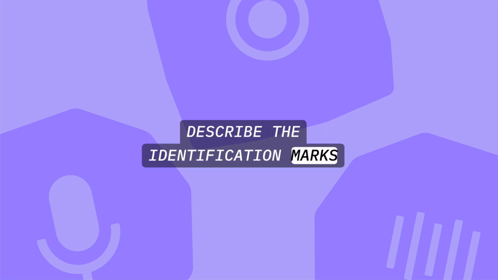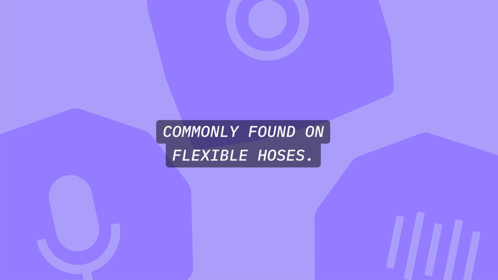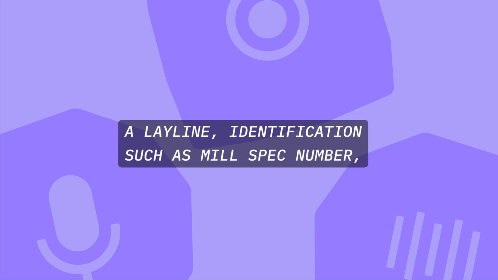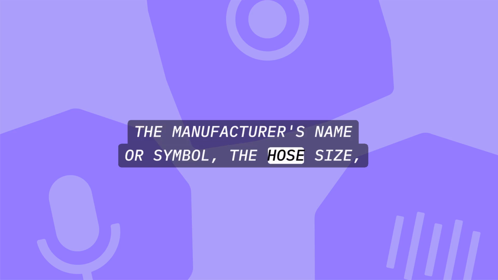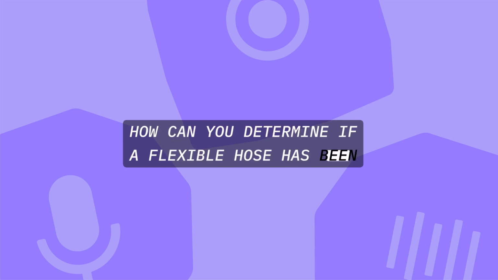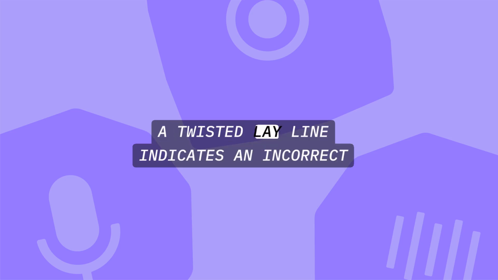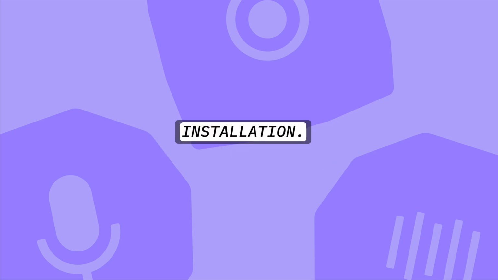Describe the identification marks commonly found on flexible hoses. A lay line. Identification such as MIL-SPEC number, the manufacturer's name or symbol, the hose size, and a date code. How can you determine if a flexible hose has been correctly installed? The lay line will be straight if the hose is properly installed. A twisted lay line indicates an incorrect installation.